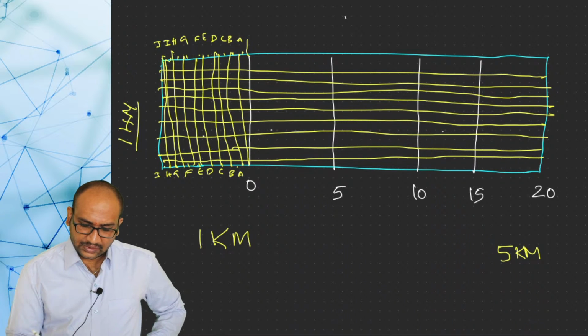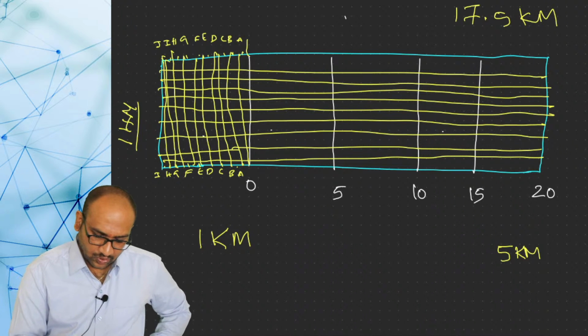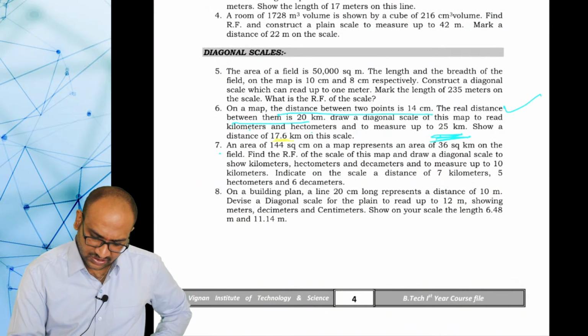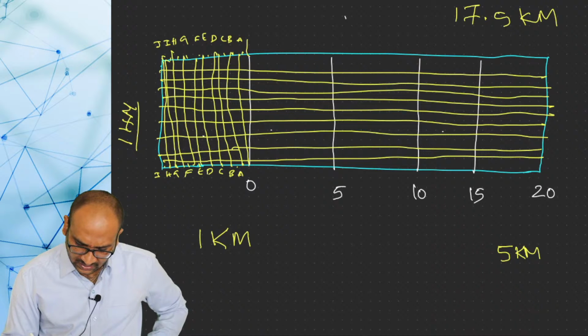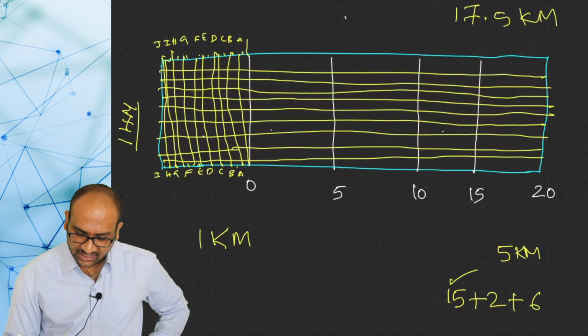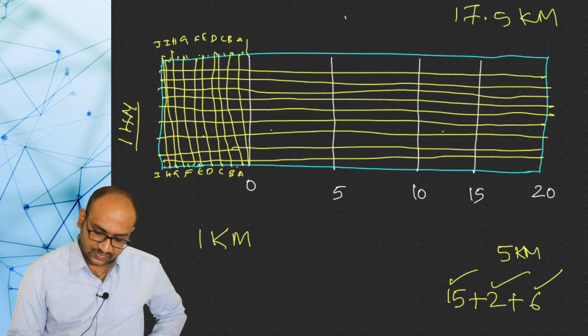Okay, now 17.6 kilometer, how to represent on diagonal scale. So 17.6 we need to represent on this scale. 17.6 means, as per this scale, 15 plus 2 plus 6. So 15 kilometer, 2 kilometer and 6 hectometer.